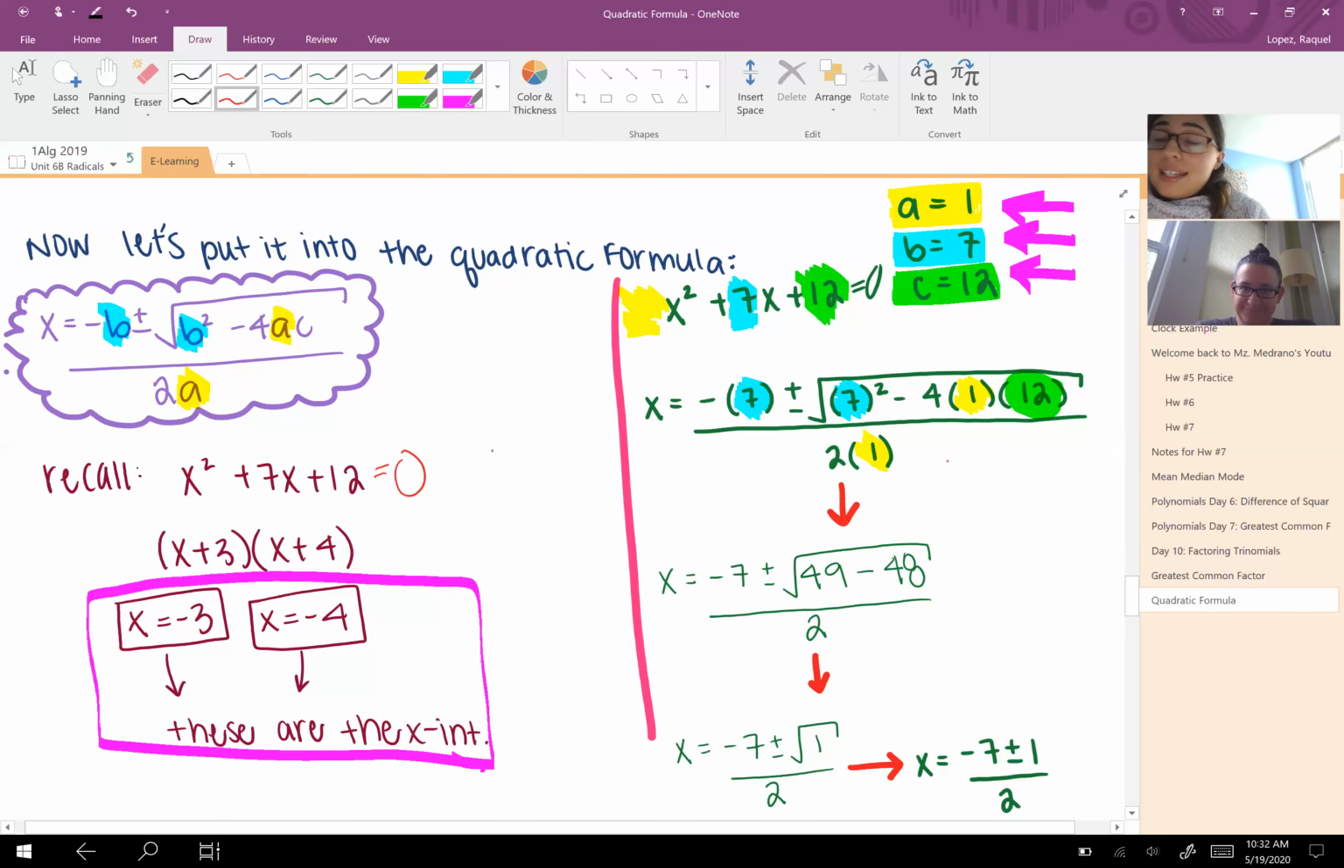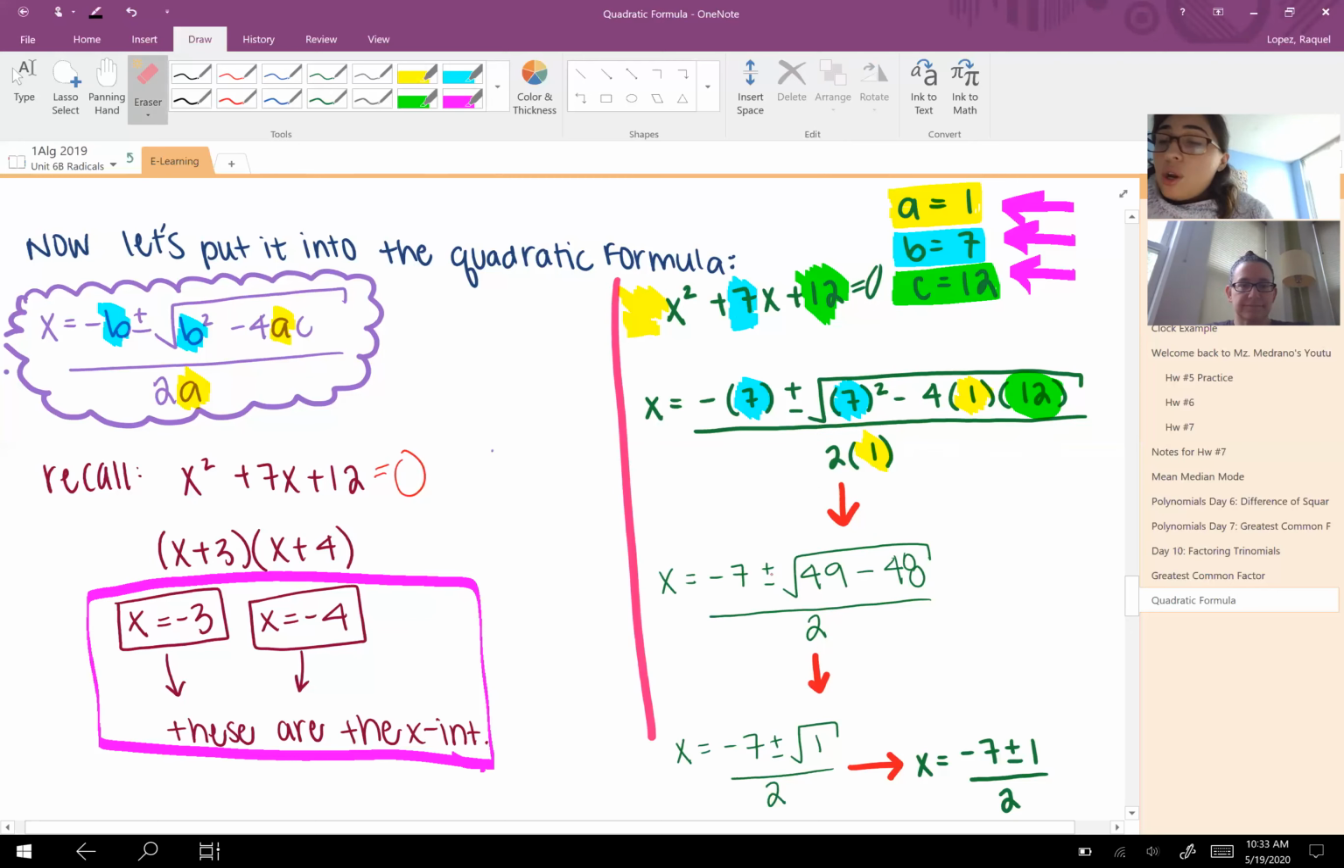The next thing I did was I took this whole thing right here. I've got -4 times 1 times 12. When you multiply all those numbers together, you get -48, so that's where that 48 is coming from. And then I know that 2 times 1 is just 2, so that's where that 2 comes from.